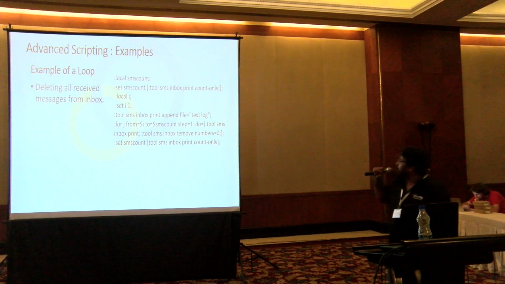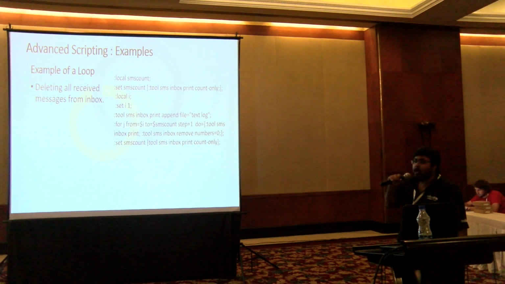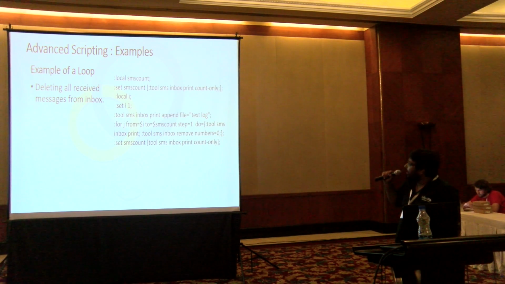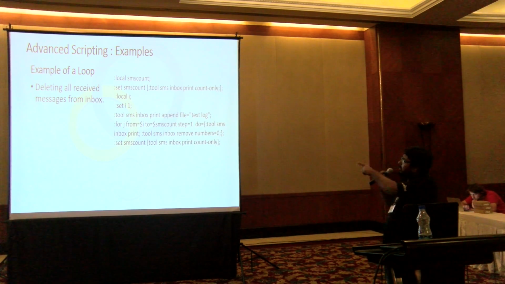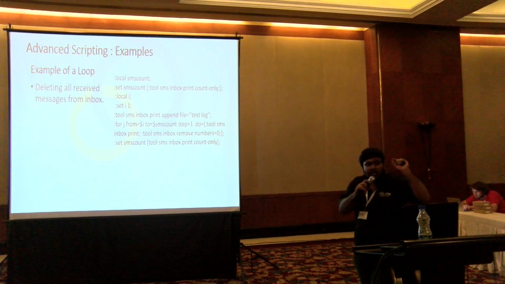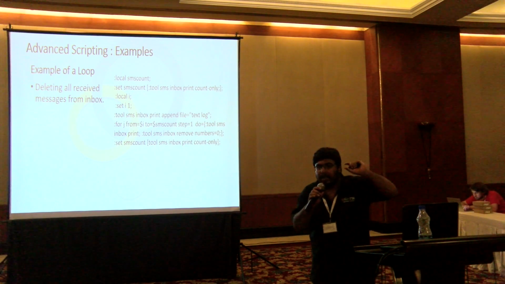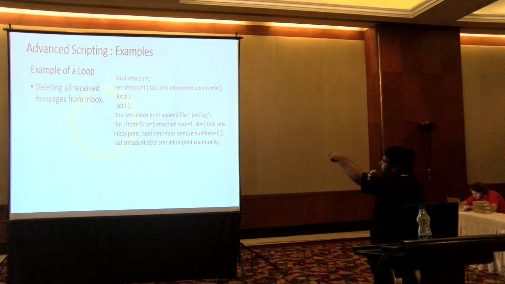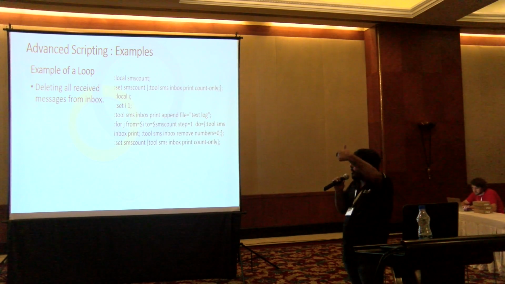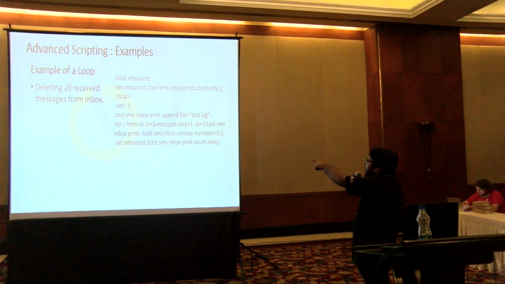See, local SMS count is a variable declared. We are setting the SMS count. How? We are checking it out. See, in the sub command tool SMS inbox print count only. That means it will only give you the number of SMSs that are there in the inbox. Now what I'll do, I'll declare a local variable that is I, which will be set to 1, and finally we'll start a loop.